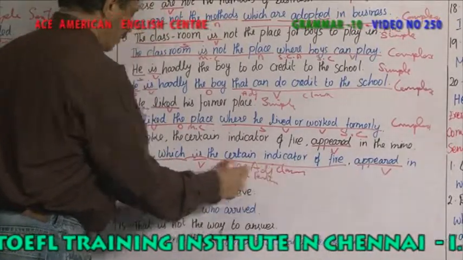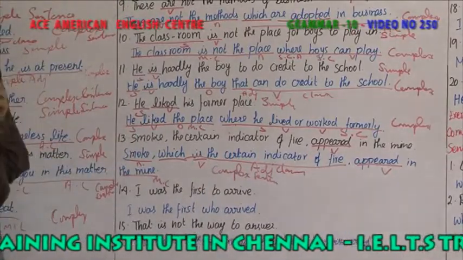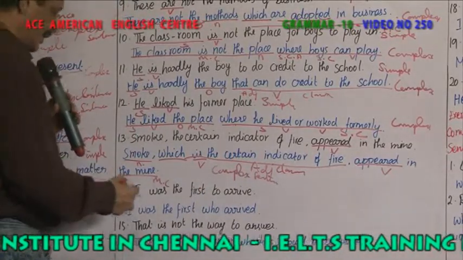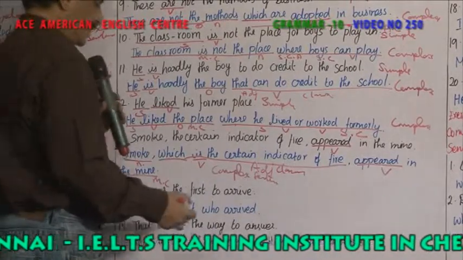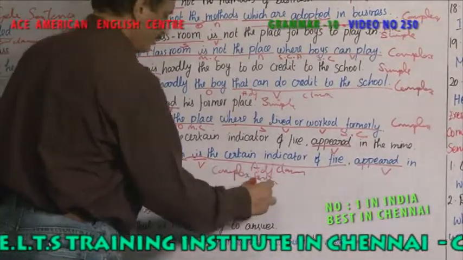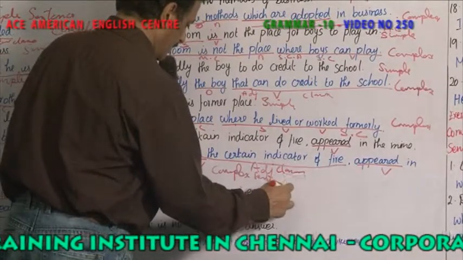Next is, I was the first to arrive. So which is the subject here? I is the subject. Was is the verb. To arrive is not a verb. So only one verb, so it is a simple sentence.